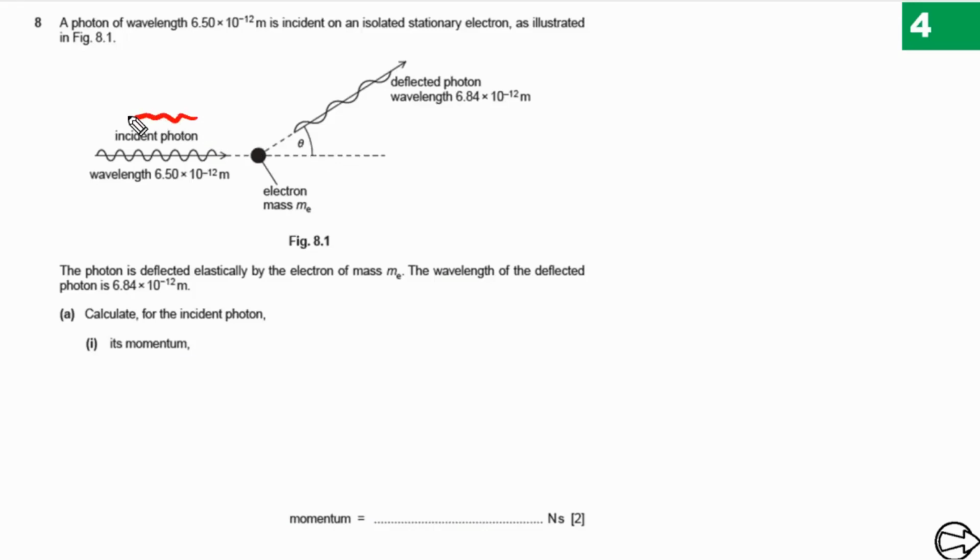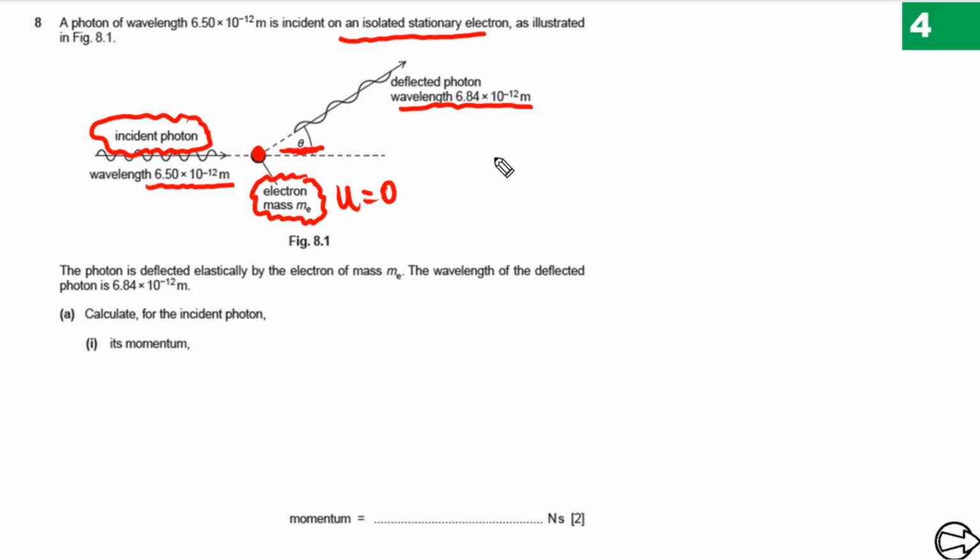For this question, it is given that a photon is incident on an electron and the electron is initially just sitting here, meaning its initial velocity is equal to 0. This is given in the question here. After this photon collides with the electron, the photon is deflected at a certain angle, and the angle is also given here. The wavelength of the deflected photon and the wavelength of the incident photon are also given. If we compare them, we will simply see that the wavelength of the deflected photon is greater than the wavelength of the incident photon.